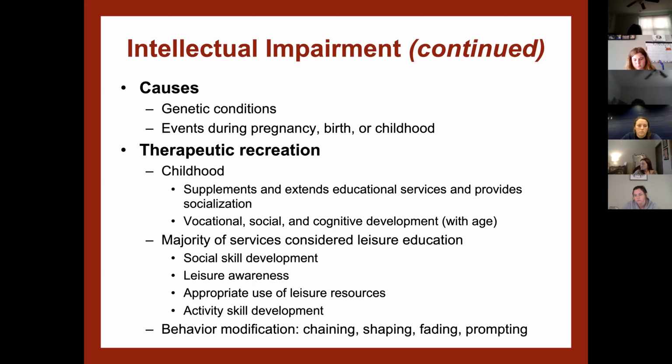A lot of things that you do with people that are intellectually impaired, it really does follow some of the psychology-based learning that's listed at the bottom, where you're talking about behavior modification, such as chaining, shaping, fading, prompting, different ways of helping them to behave appropriately by showing them what to do, by helping them as much as you need to, and then slowly backing away the amount of help that you're giving them. That would be an example of fading and least restrictive environment at the same time.